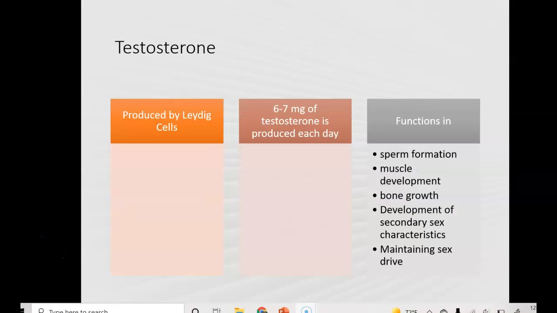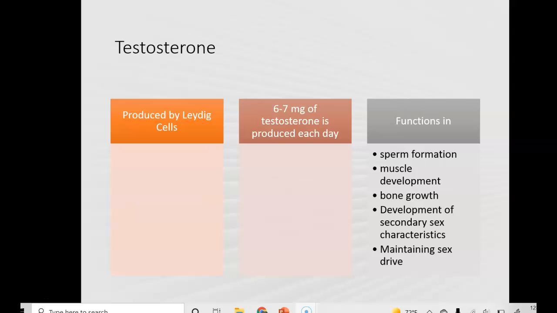Okay, last but not least, we need to talk about the major male hormone, and that's testosterone. Testosterone is an androgen or steroid hormone that's produced by Leydig cells. These cells are located just next to the seminiferous tubules in the testes.